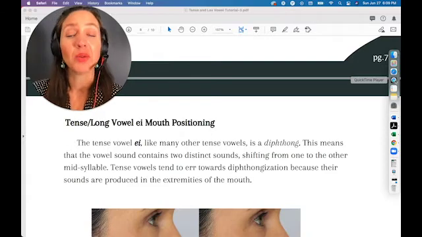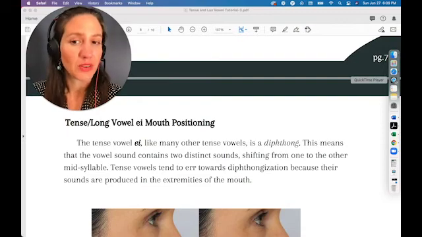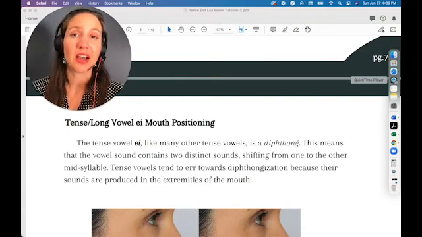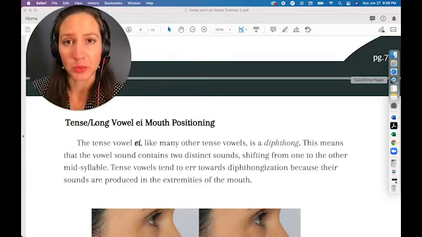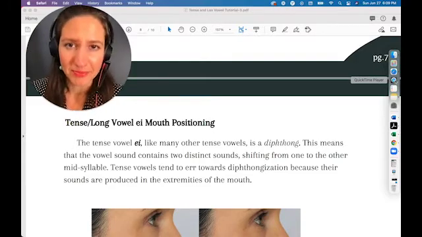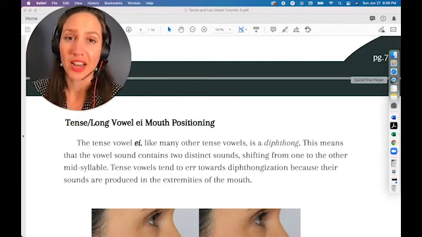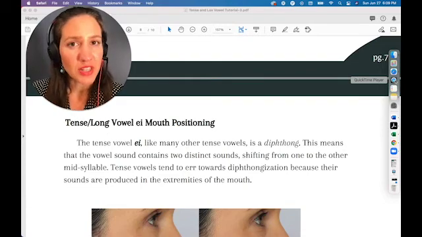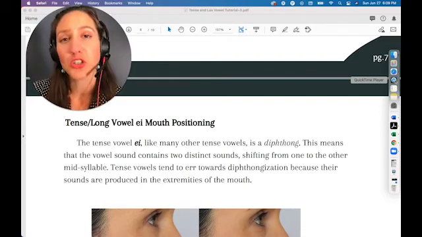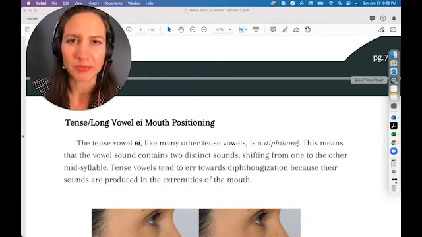Let's now turn our attention to the tense or long vowel A mouth position. The tense vowel A, like many other tense vowels, is a diphthong. This means that the vowel sound contains two distinct sounds, shifting from one to the other mid-syllable. This is called a glide. Tense vowels tend to err towards diphthongization because their sounds are produced in the extremities of the mouth, whereas their short vowel counterparts are produced more centrally in the middle of the mouth.